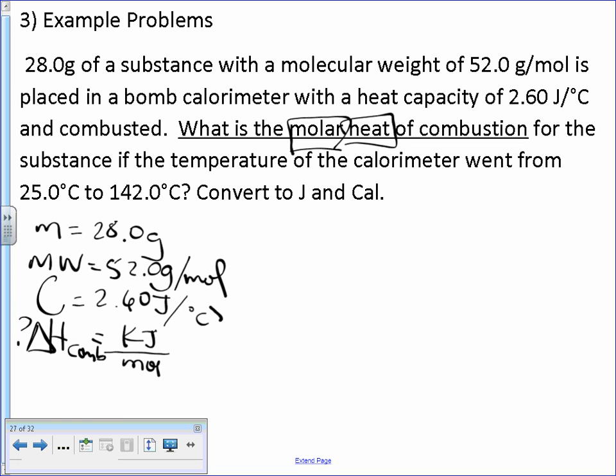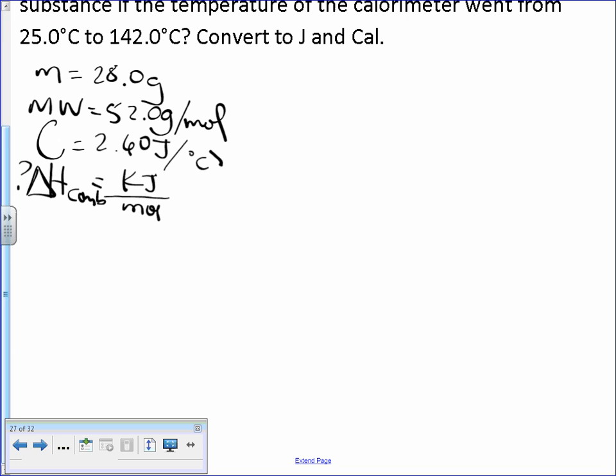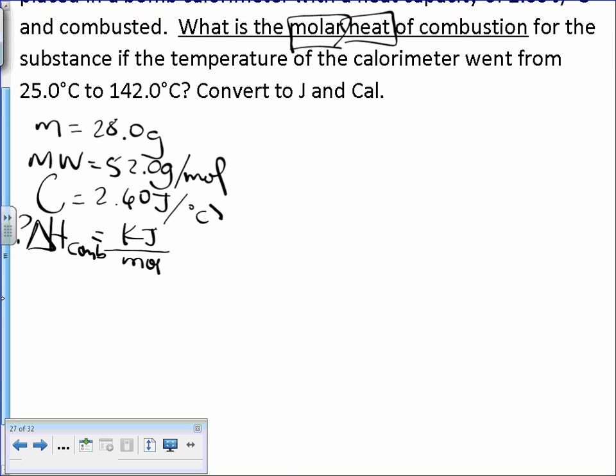You have to be able to know what that vocabulary stands for. Okay, for the substance, if the temperature of the calorimeter went from 25 degrees C to 142, what do we know from that? Delta T equals 117. Convert joules to calories. What's first step, guys? Knowing we want to get to delta H, what did I tell you your 3 steps were? Find joules. Find moles.